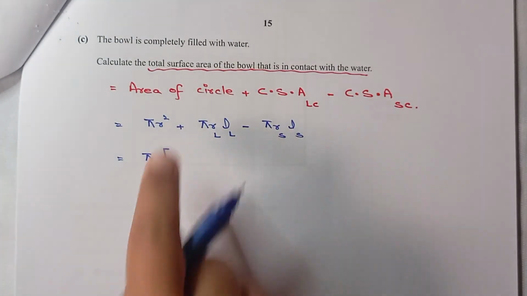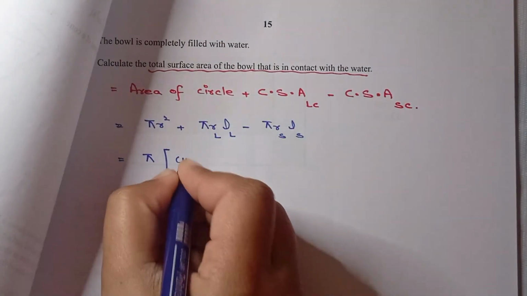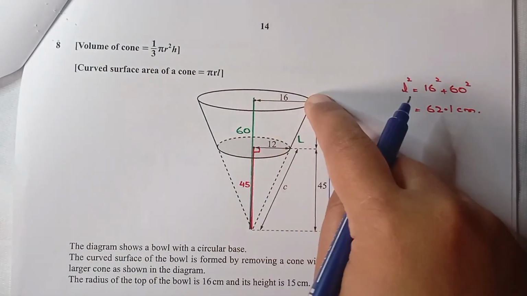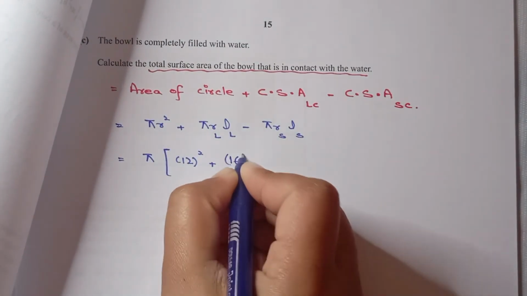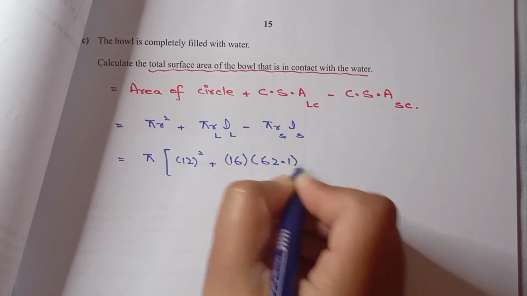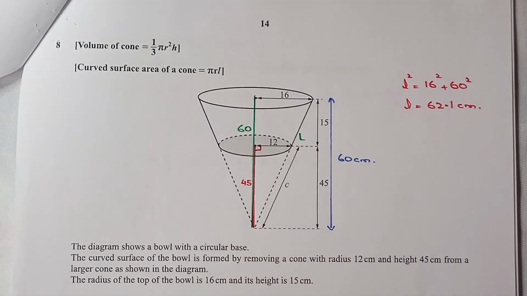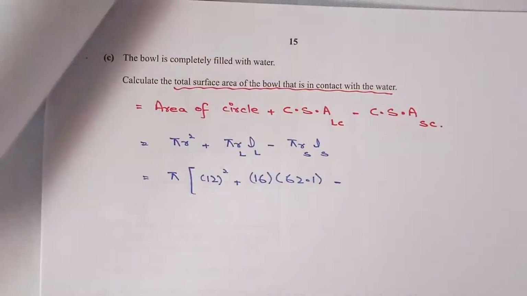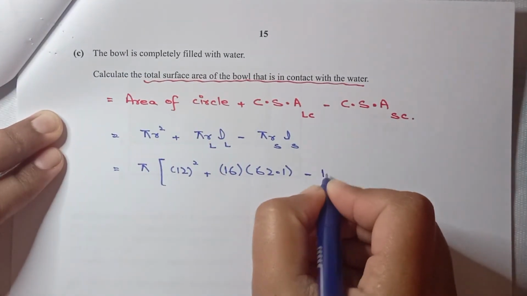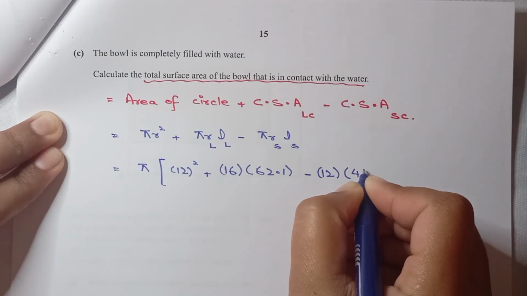Okay, for the area of a circle, the radius is r square. So what is the radius for this? 12 is the radius, so we can do 12 square plus the radius of the larger one. For the larger cone, the radius is 16 and the L is 62.1. 16 times 62.1. Subtract, for the smaller, the radius is 12 and the value for C is 46.6, as you can see.